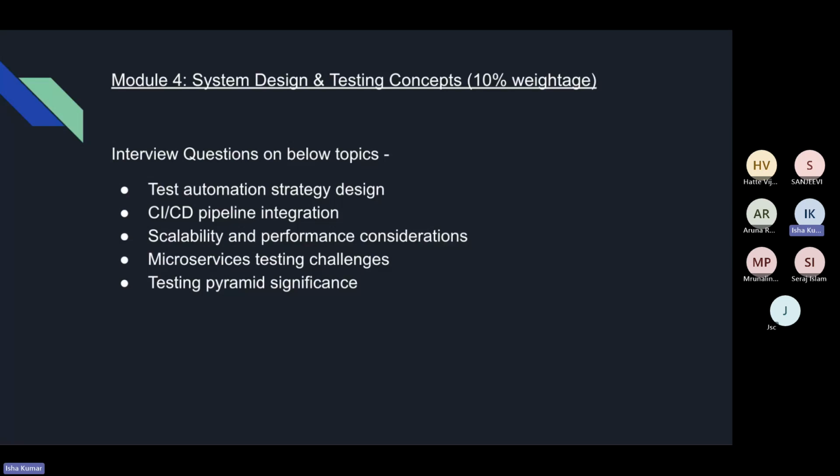Yeah, please go ahead. I have a question here. Would we have a pipeline demo as well from Jenkins to AWS or any cloud tool? Can we have a demo?